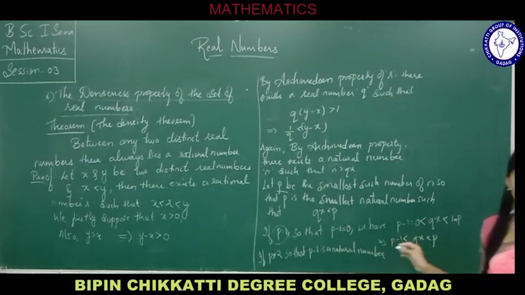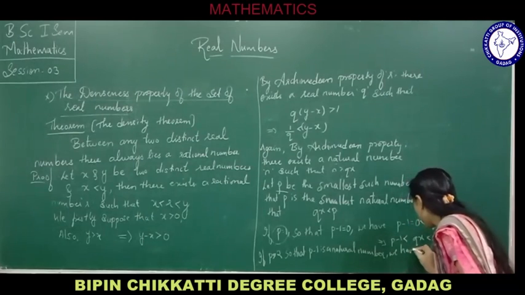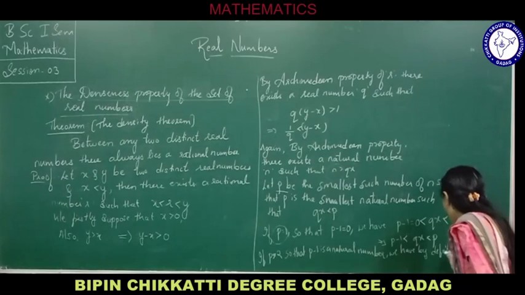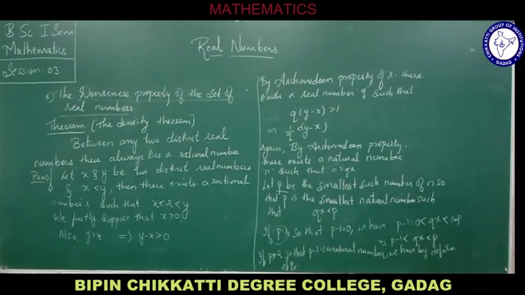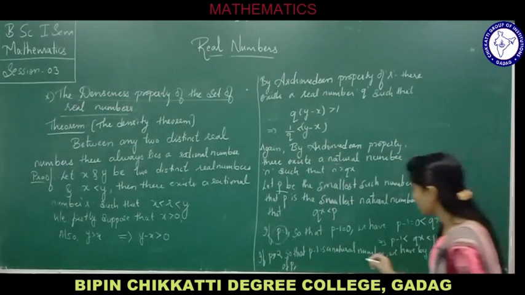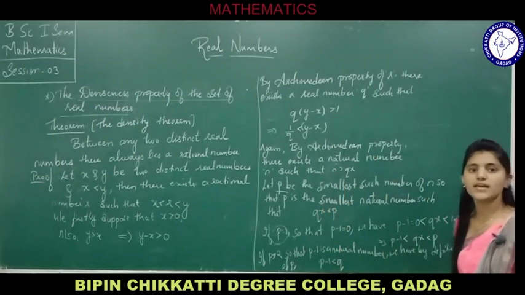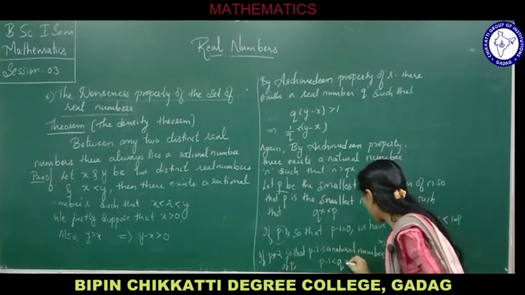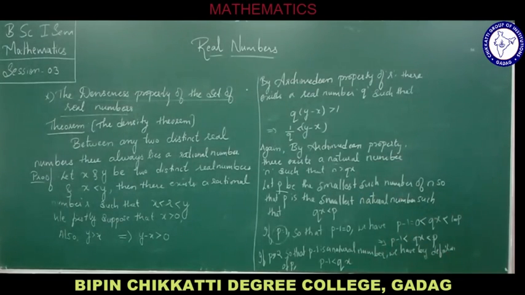If P minus 1 is a natural number, then by the definition of P, we have that P minus 1 is less than Q into X. Yes or no? P minus 1 is going to be less than Q into X.